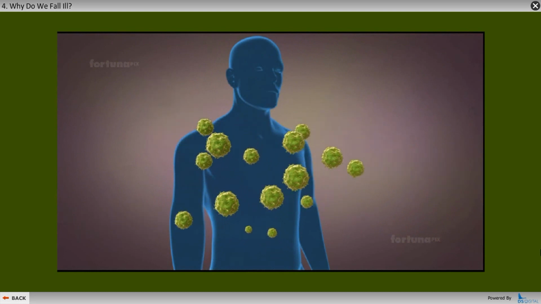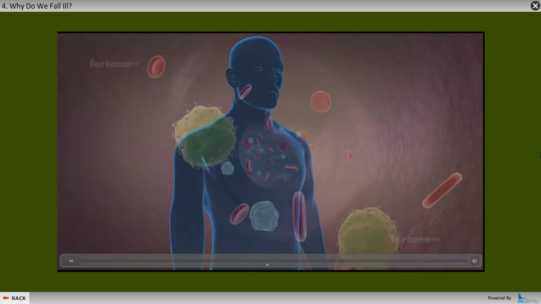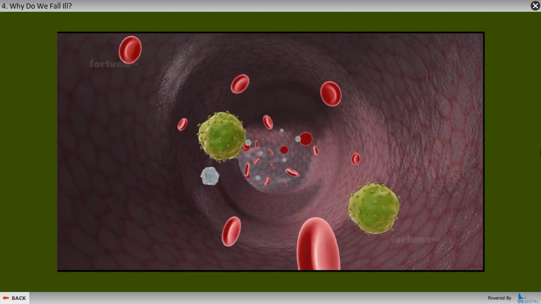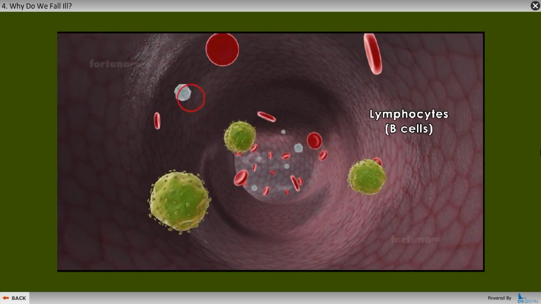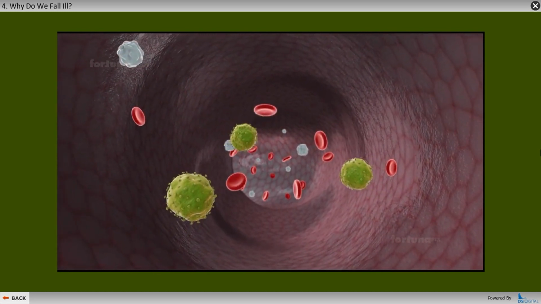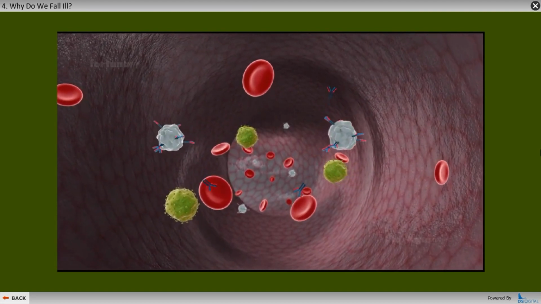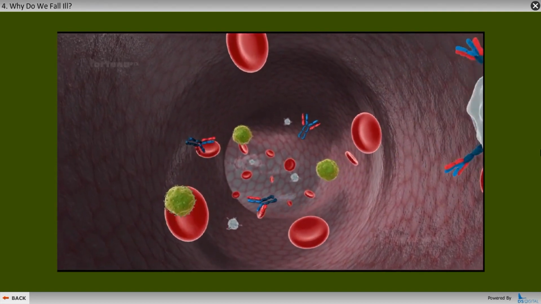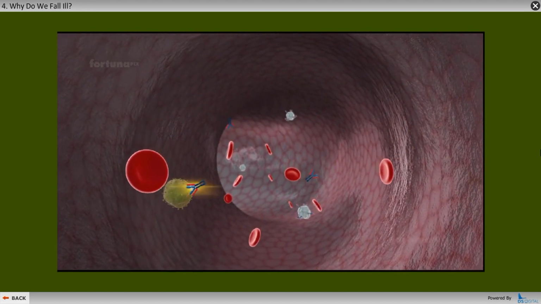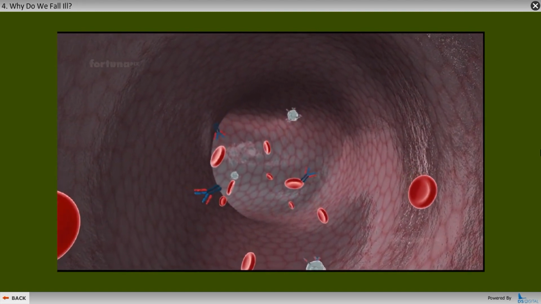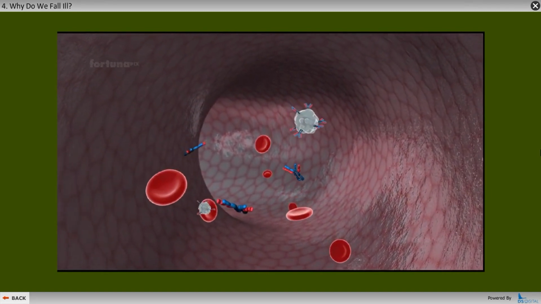When pathogens such as bacteria or a virus enter the body, white blood cells called lymphocytes or B cells recognize them as antigens and produce specific antibodies to fight them. This process is known as an immune response, and the antibodies will destroy the antigens. The antibodies will also remain in the body to fight future infections.